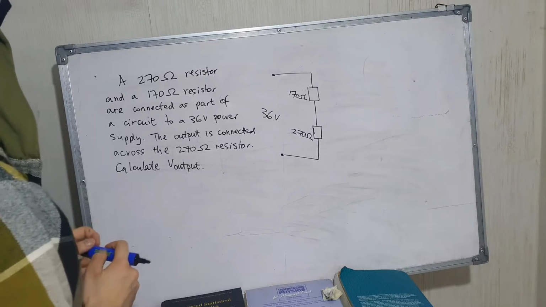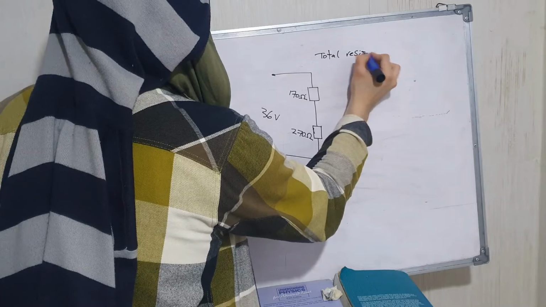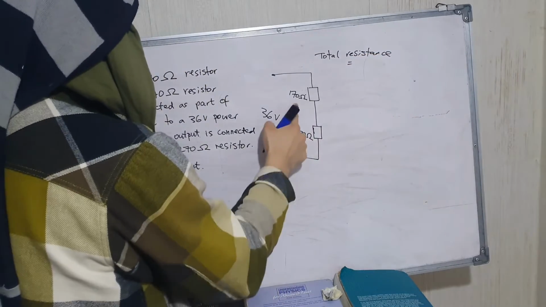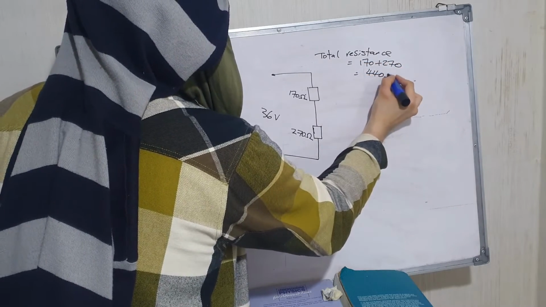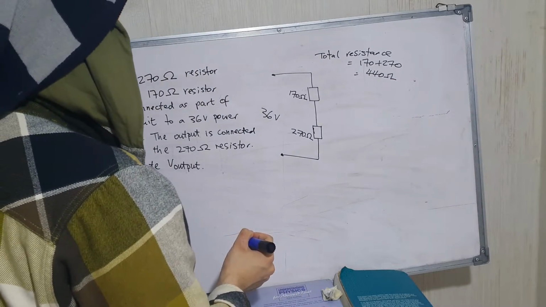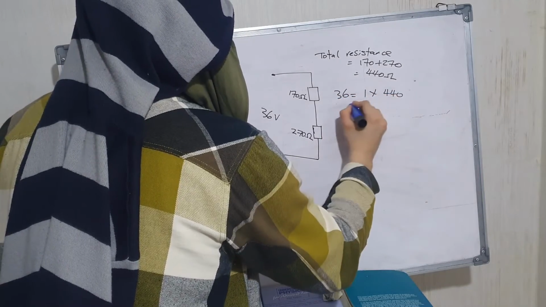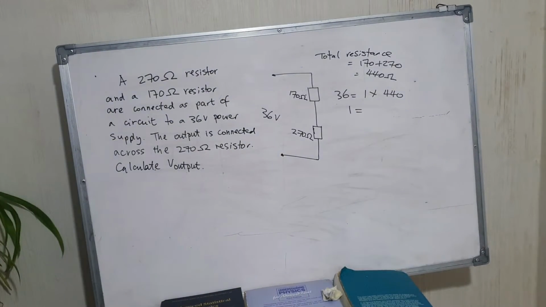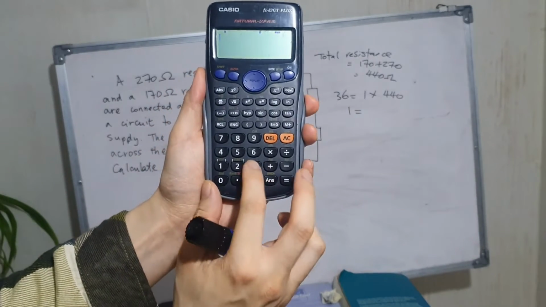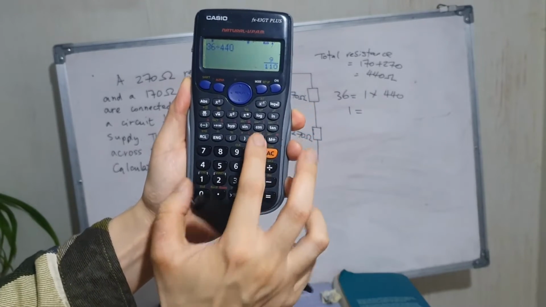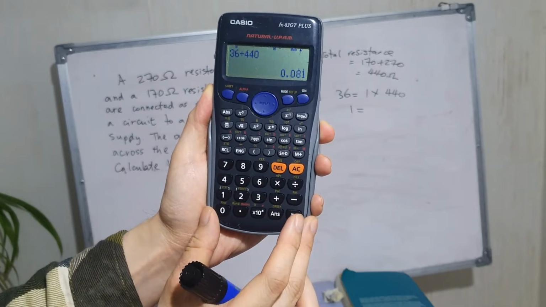All right, so what is the total resistance? You add them up, it's in series. So it's 440 ohms. Now we can work out the current. So what is I equal to? Now let's get a calculator. So I is equal to 36 divided by 440. So that is 0.081 recurring. Let's just round it up to three decimal places. So it's 0.082.